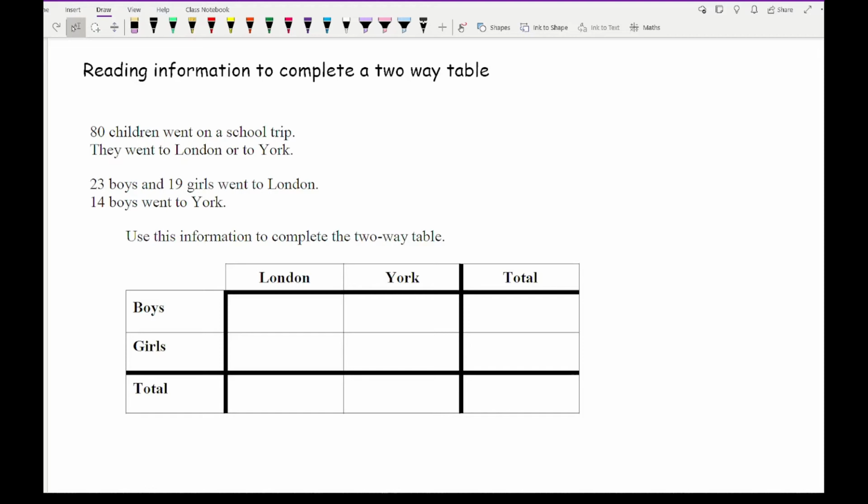So in this particular question, it says 80 children went on a school trip. They went to either London or they went to York. 23 boys and 19 girls went to London and 14 boys went to York. And the question is asking us to use the information to complete the two-way table.